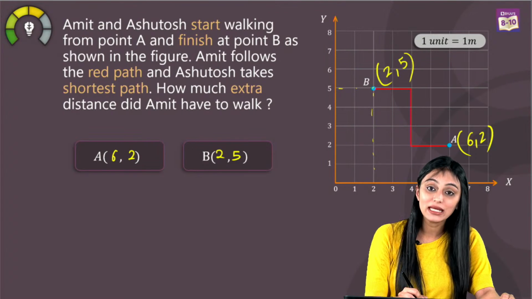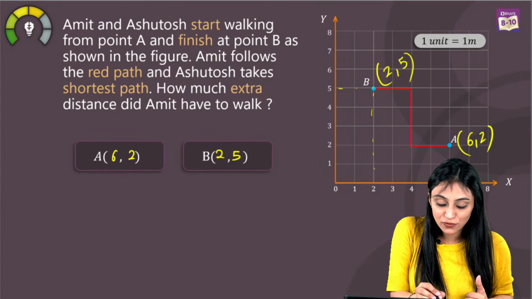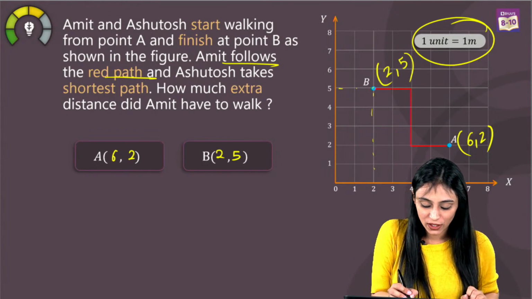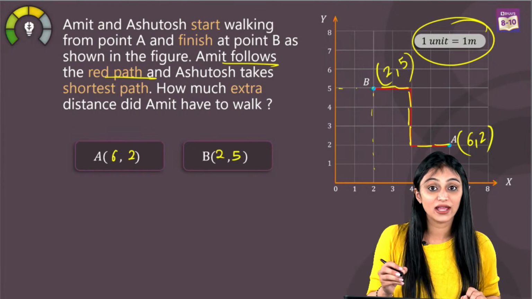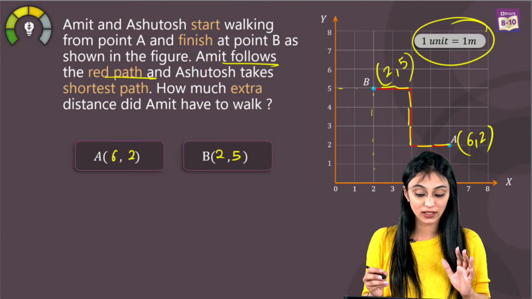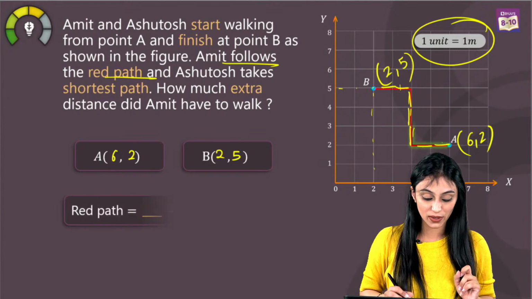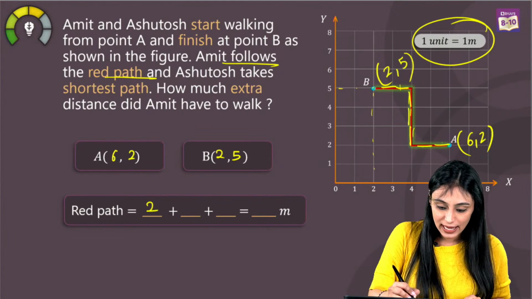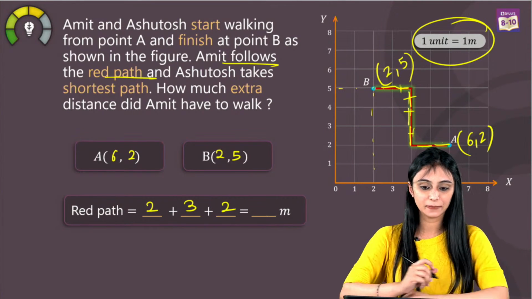Okay. Now, what we need is, it's already mentioned in the question that Amit follows the red path. Here, 1 unit is representing 1 meter. So, 1, 2, 3, 4, 5. In all, 5 units, and then 1, 2, 3, 4, 5, 6, 7. In all, 7 units he has covered, right? So on the red path, we can see first he covered 2 meters, then he covered this 3 meters, and then he covered 2 meters, right?